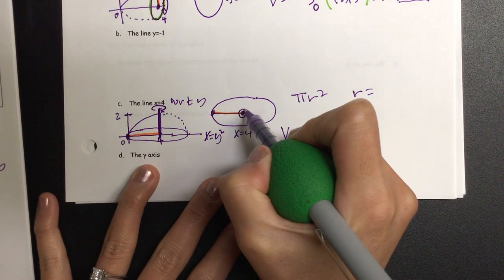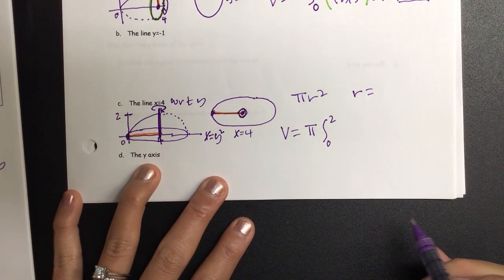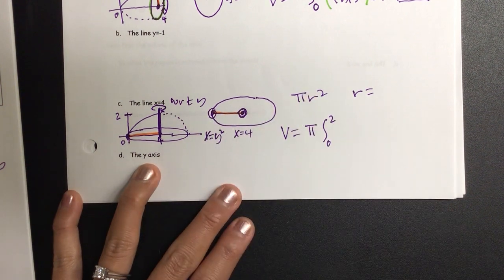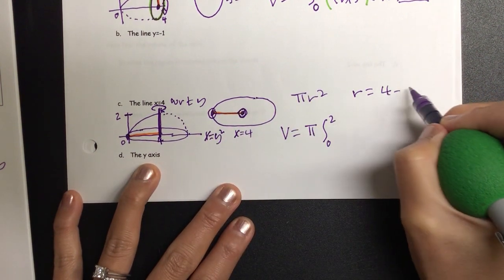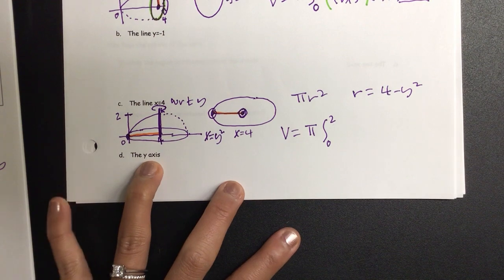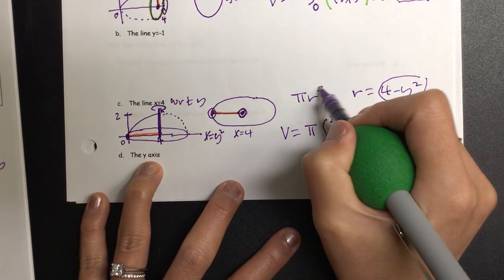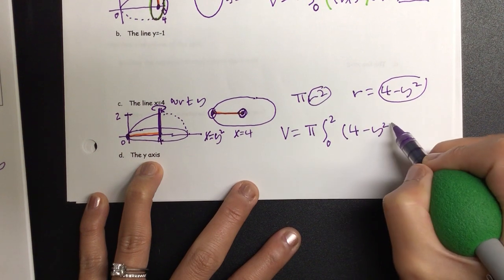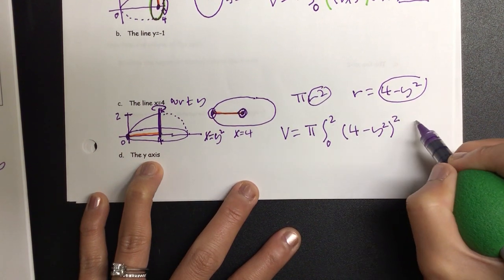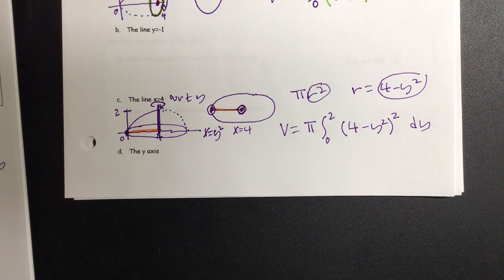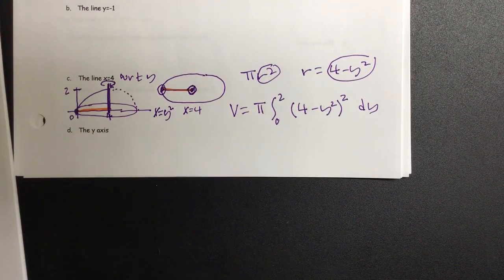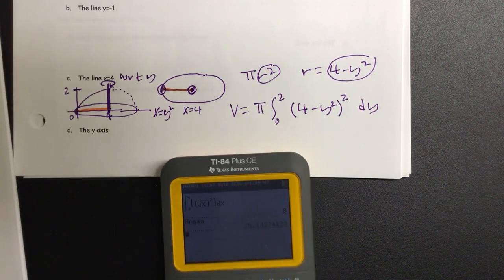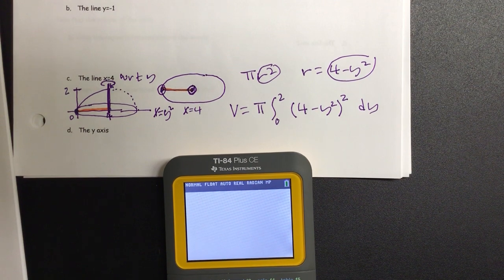So would you guys agree that is my right side? And that is my left side? So we have 4 minus y squared. And I'm going to put all that and square it because it says so. So we have 4 minus y squared, all squared, dy. Okay, let's type that in. And let's keep it in terms of pi to make the answer more accurate. You don't have to, but I think it's a good option.